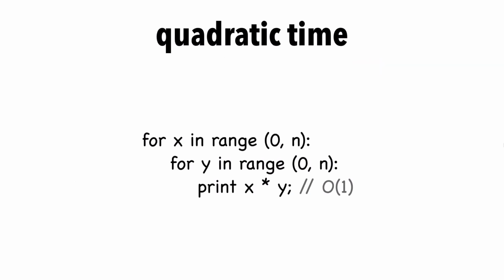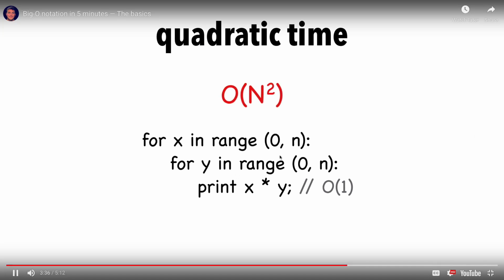Finally, let's look at quadratic time. I think you can see that the print statement will be executed n times n, which gives us big O of n squared. And that's because it's going through the whole thing n twice. Let's do 2 more examples, covering everything we've talked about.